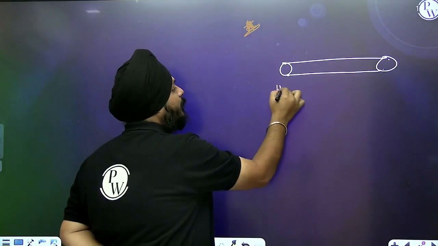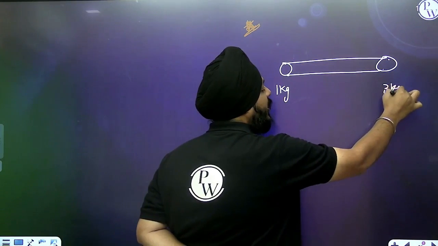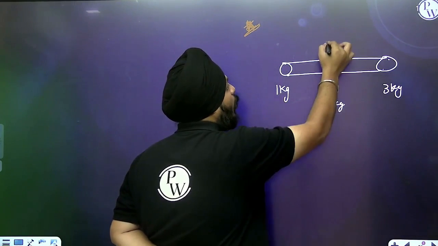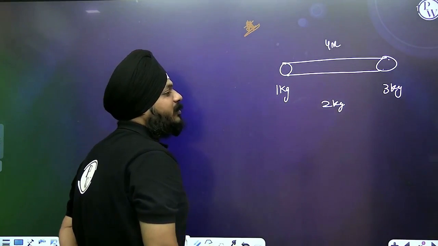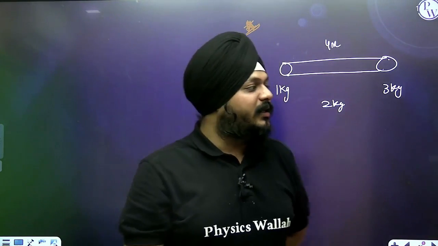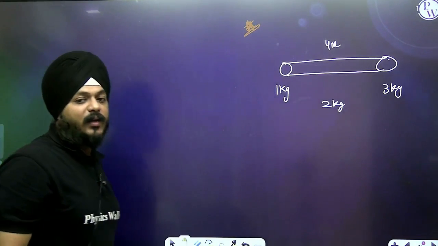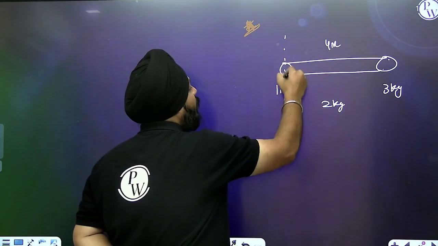Mass 1 is 1 kg, mass 2 is 3 kg, the mass of the rod is 2 kg, and the length of the rod is 4 meters. These are the combined bodies. So how are we going to calculate the center of mass? To calculate the center of mass, a reference point is always needed.